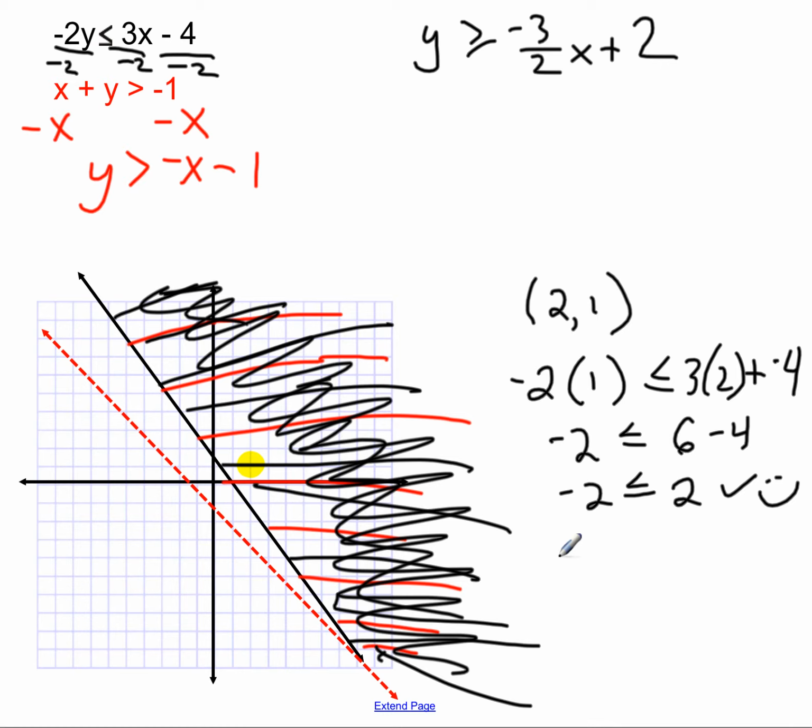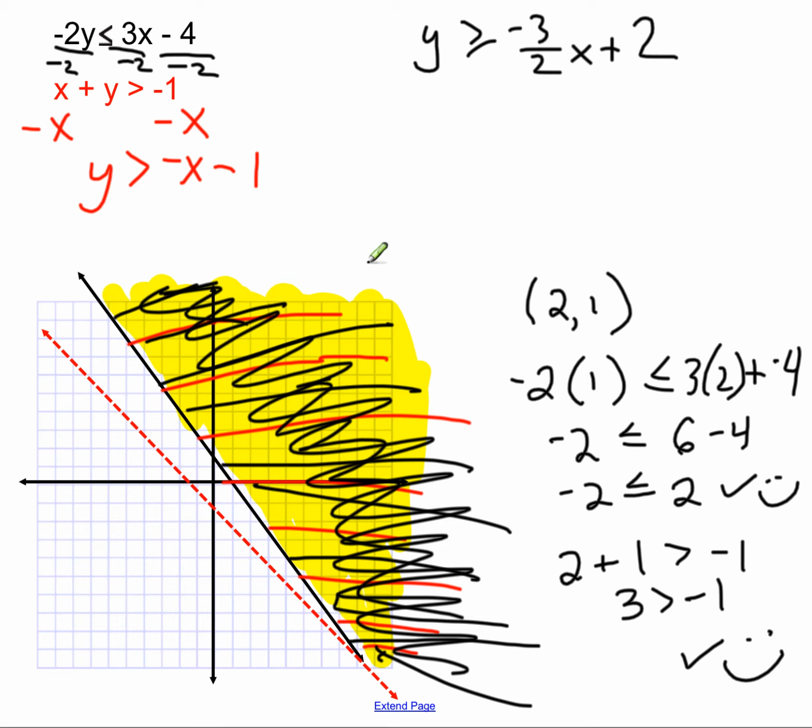I have x is 2 plus y is 1 is greater than negative 1. 2 plus 1 is 3. Is 3 greater than negative 1? Indeed it is. So my region on this side, which now I'll even highlight in yellow, everything over here is going to satisfy both inequalities and therefore be the solution set. Okay? So use colors if you want on your homework, or you can just use a pencil and cross-hatching, whichever works best for you. Good luck.